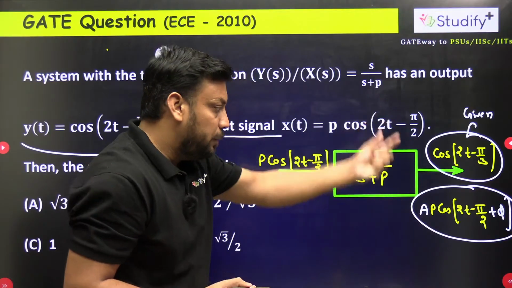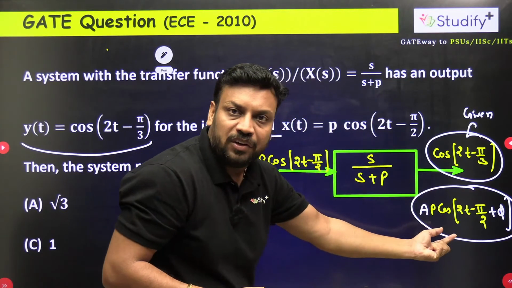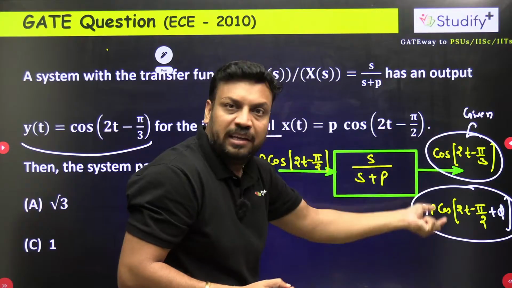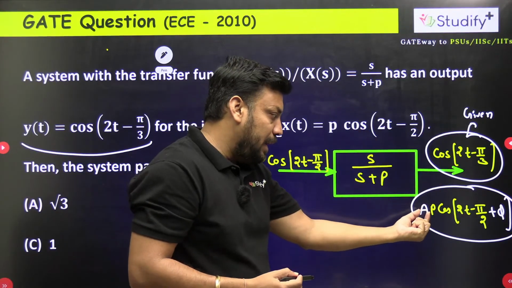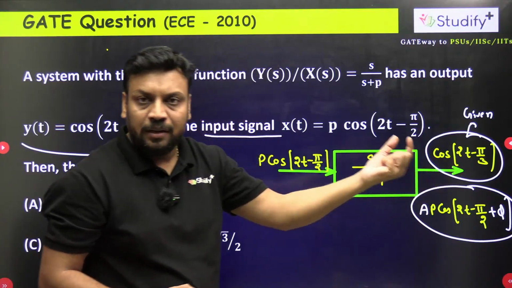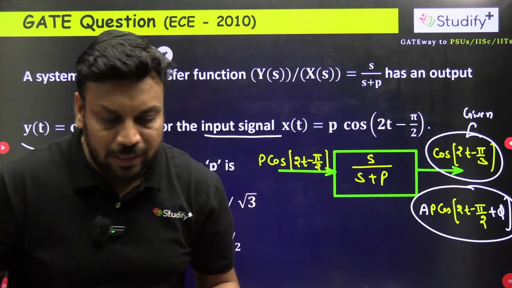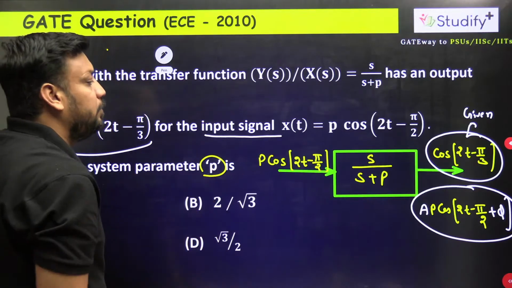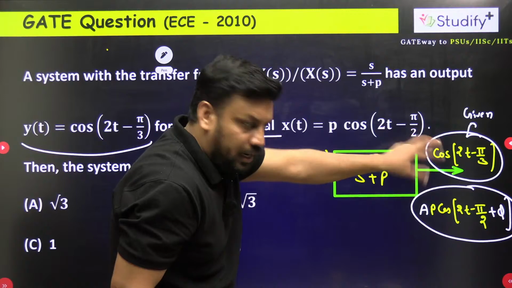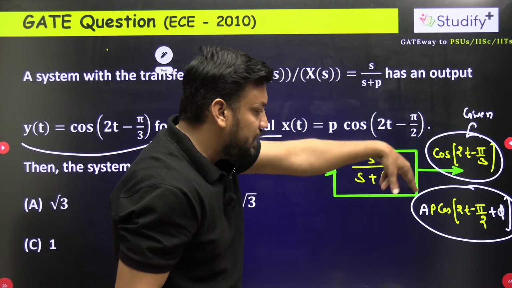So if somehow you manage to write this output equation, you can compare with the given. The constant value: the examiner is asking for the p. So if you compare the amplitude AP with 1, you will get the value of p. Yes or no? The examiner is simply asking for p. Now tell me, student, right now, can you please compare the amplitude?